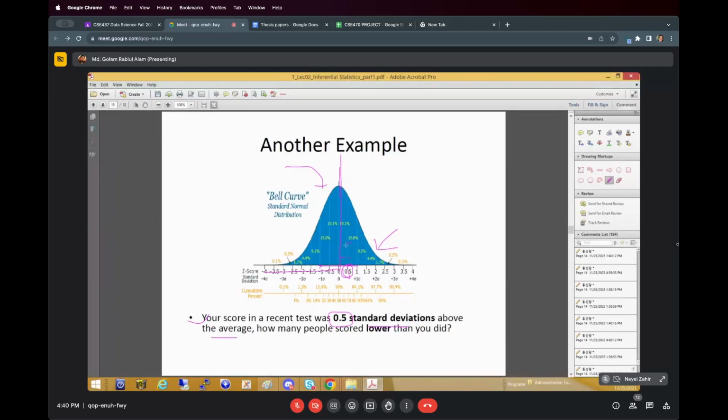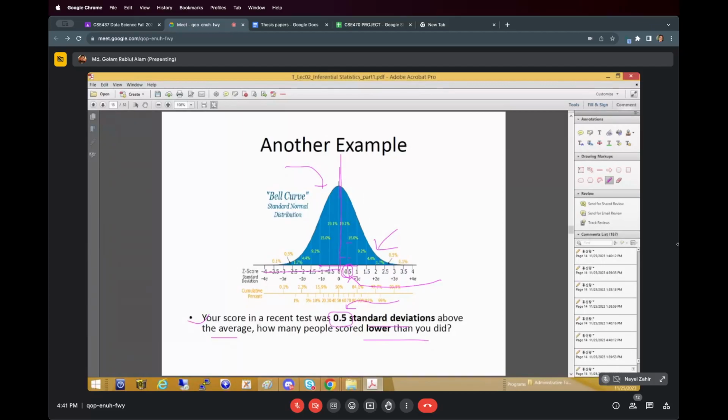Another thing we can find out, if we consider the normal or standard distribution, is this: if your score in a recent test was 0.5 standard deviations above the average, then how many people scored lower than you? We can find the answer, nearly how many percent of students scored lower than you. We converted those scores, and now we can see that your score is here, at 0.5.